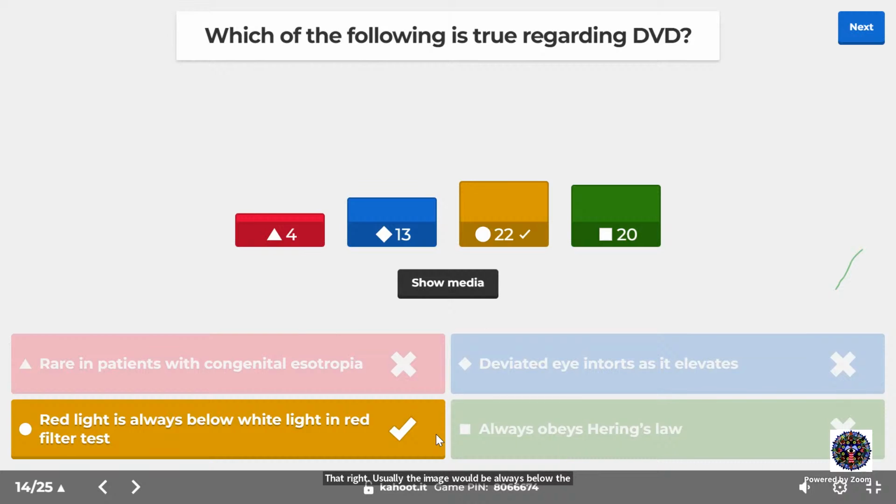And the other answers are wrong because the deviated eye extorts as it elevates, and DVD is very, very common with congenital esotropia. And as you know, classically, it disobeys Hering's law. Right. If any of you have any questions related to the questions that have been covered till now, please feel free to message me or use the chat box.